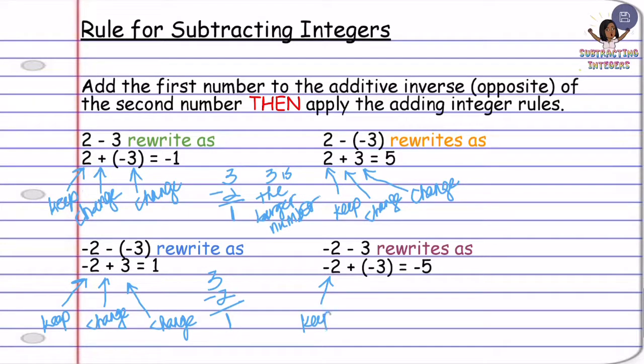Last example, negative 2 minus 3. We're going to rewrite this as negative 2 plus negative 3. So we're going to keep the negative 2, change your subtraction to addition, and then change your positive 3 to a negative 3. Now you can apply your addition integer rules, and because we have the same signs, we're going to add the numbers together and get negative 5.